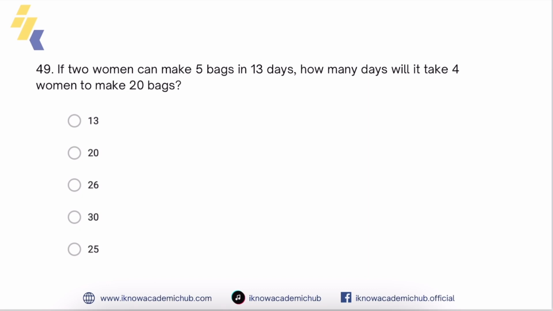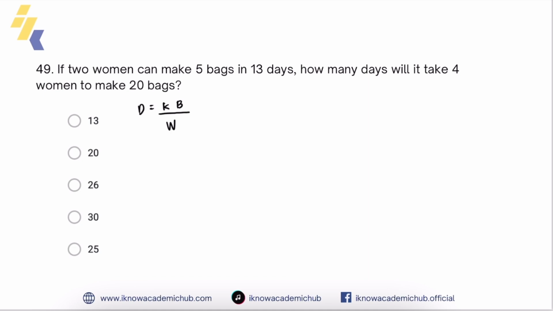49. If 2 women can make 5 bags in 13 days, how many days will it take 4 women to make 20 bags? So this is a variation problem. We are asked how many days. So the number of days is directly proportional to the number of bags produced and is inversely proportional to the number of women working. So the more women working, the less number of days. And the more number of days, the more number of bags produced.